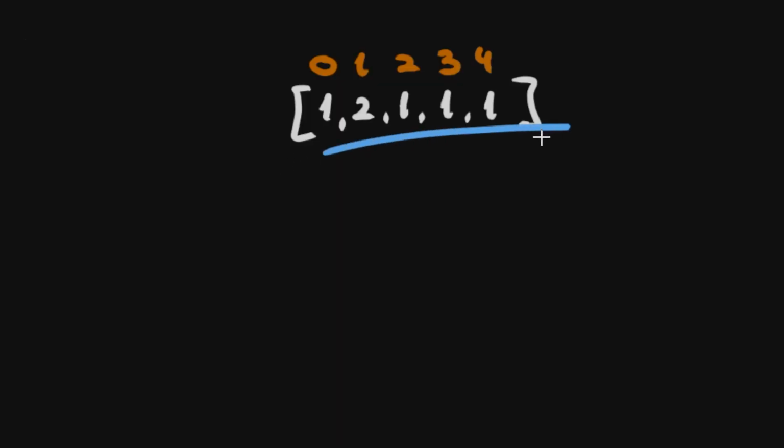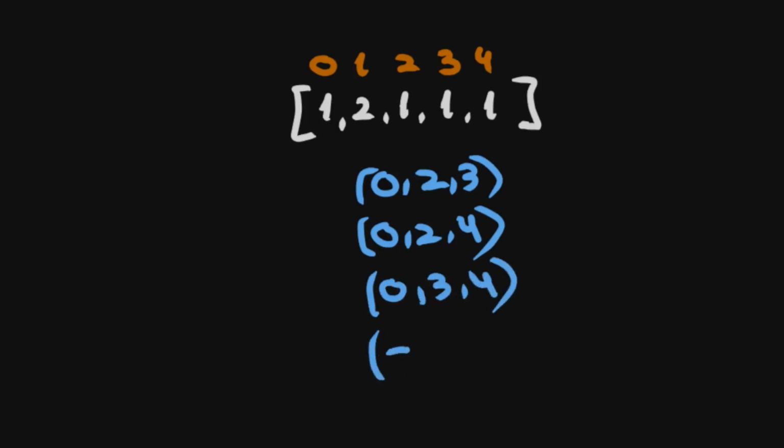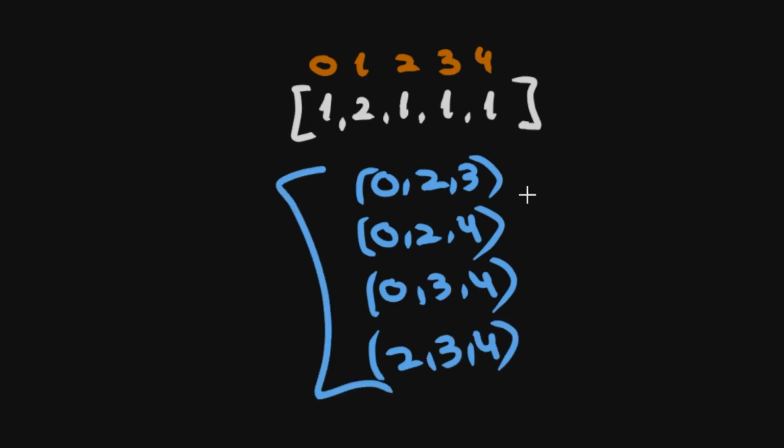Let's say that we are given this input. The only repeated numbers here are 1s. And we can build a few good tuples with this. 1 has indices 0, 2, and 3. We can build another one with the indices 0, 2, and 4. We have another good tuple with the indices 0, 3, 4, and finally we can build one with 2, 3, 4. So the result is somewhere here.